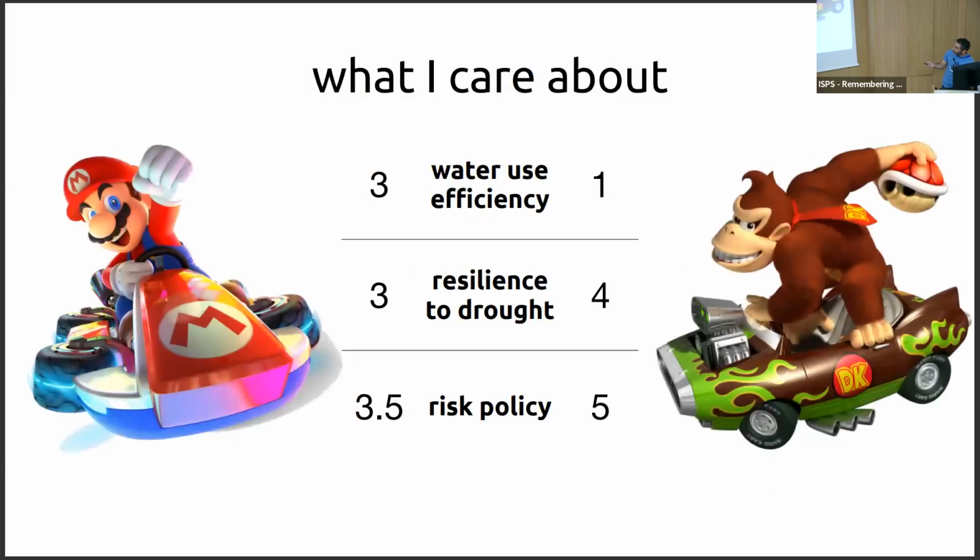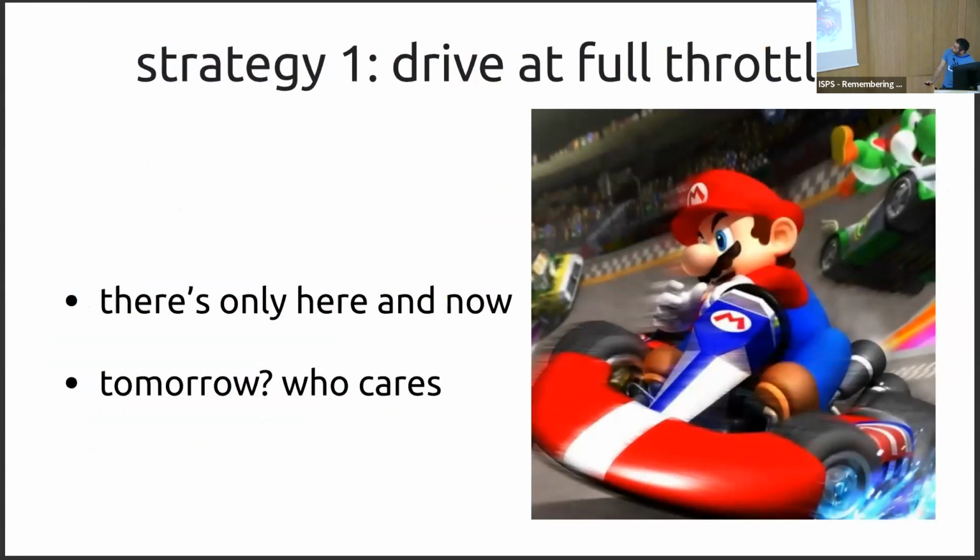Now, what do I care about? I care about plant traits, such as water use efficiency, resilience to drought, and the plant's risk policy. Okay, so we have a few strategies that the plant can follow. Whenever I say it, it's hard to talk about plants and show just a picture of a plant driving a cart, so we'll have Mario standing for the plant.